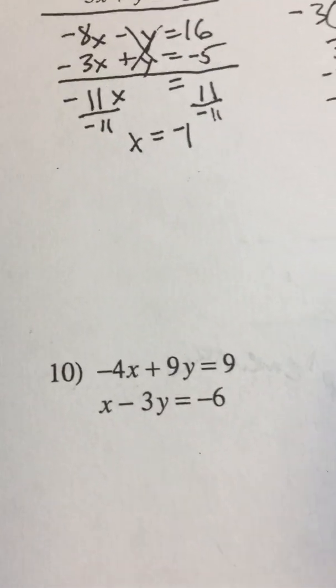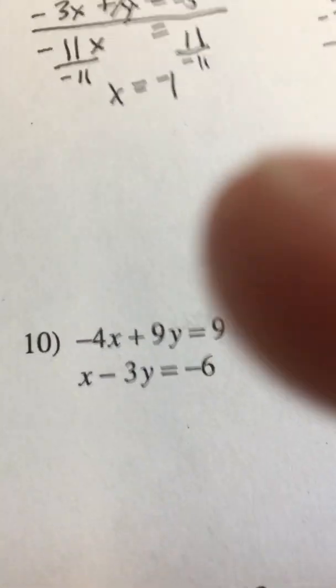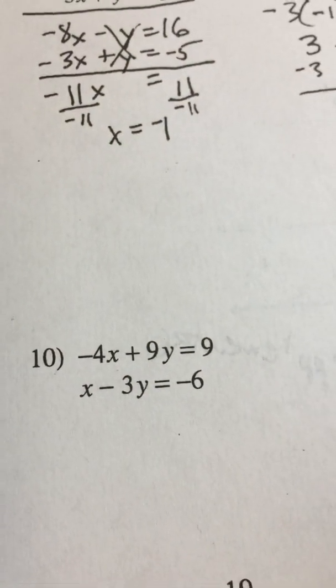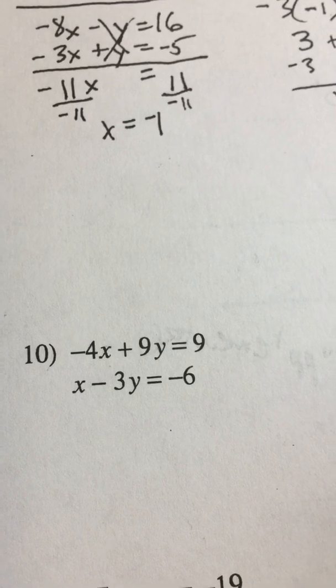All right, number 10. Try this one on your own. Give it a whirl. See what you can figure out. See how you can change one of the equations so that when you add them together, something will disappear.